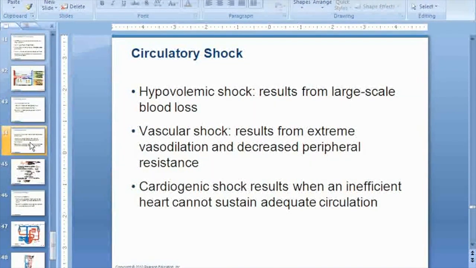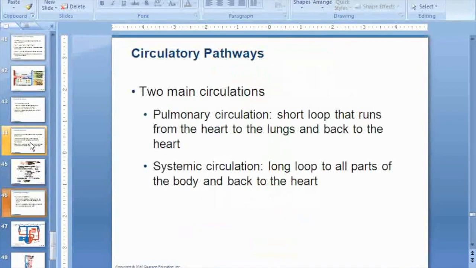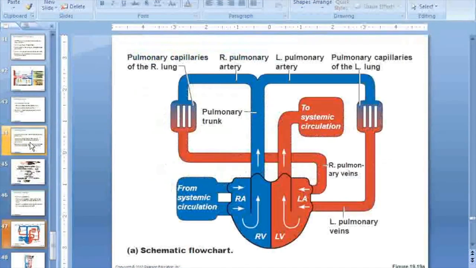Hypovolemic means low volume. That's from blood loss. Trauma causes you to bleed. You can go into hypovolemic shock. You see that when people have car accidents. Vascular shock, from extreme vasodilation. Cardiogenic shock, when the heart's not strong enough as a pump to pump out into the vessels. Then they give you some pictures to try to help you visualize that. And we already know about systemic and pulmonary circulations, don't we? Cardiogenic.